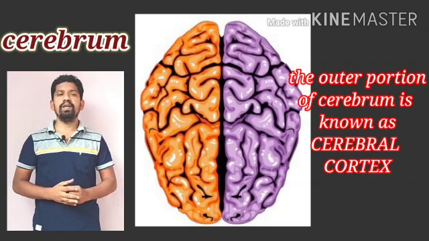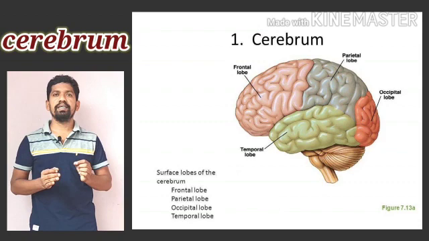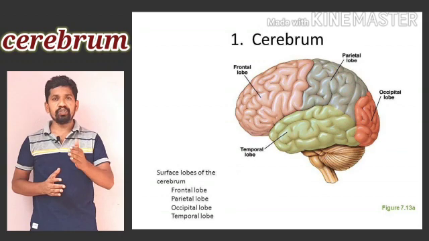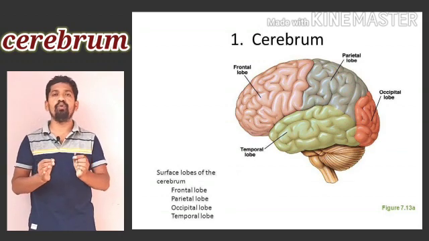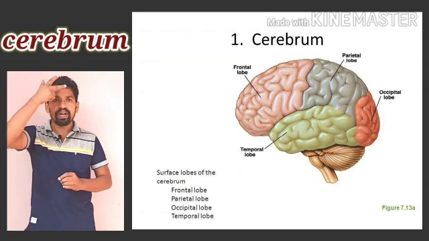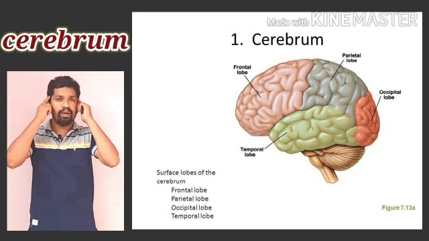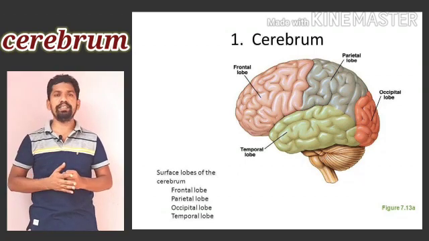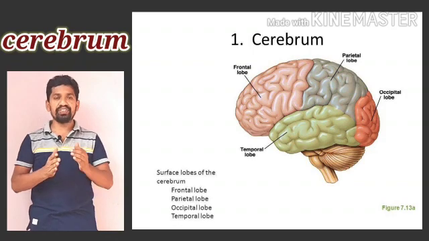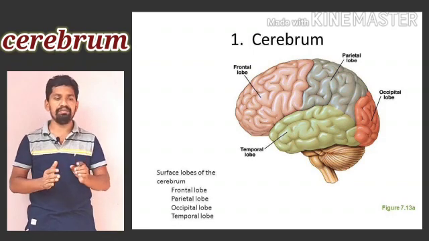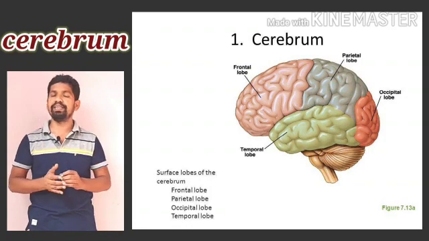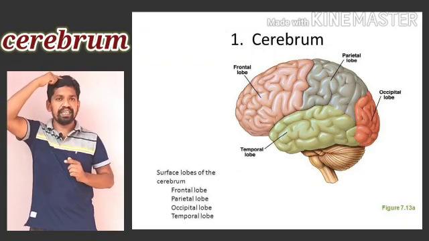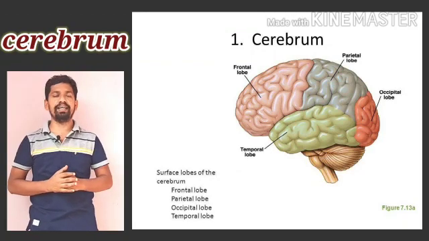And again, the cerebrum, due to three deep grooves, is divided into four lobes. They are the frontal lobe, temporal lobe, parietal lobe and occipital lobe. I repeat, due to the presence of three deep grooves on the cerebrum, it is divided into four lobes: frontal lobe, temporal lobe, parietal lobe and finally occipital lobe.